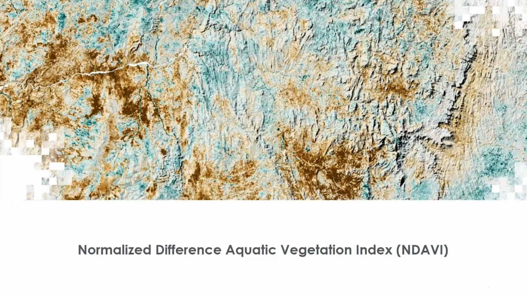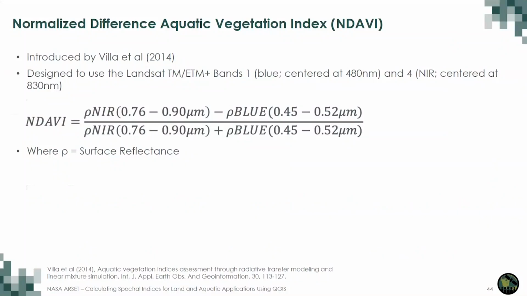Now to look at the Normalized Difference Aquatic Vegetation Index. The Normalized Difference Aquatic Vegetation Index, or NDAVI, was developed by Villa et al. In this case, it's aimed at using higher spatial resolution datasets, such as those of Landsat, and it focused on the blue and near-infrared bands. The idea behind it is that by using the blue band, which penetrates deeper into the water column, and the near-infrared, which has very little penetration in water, the benthic aquatic vegetation can be easily distinguished from other benthic components such as sand, mud, etc.